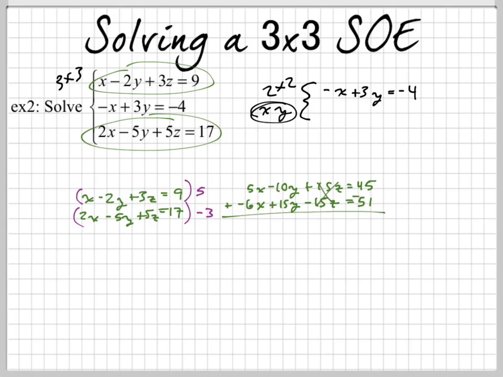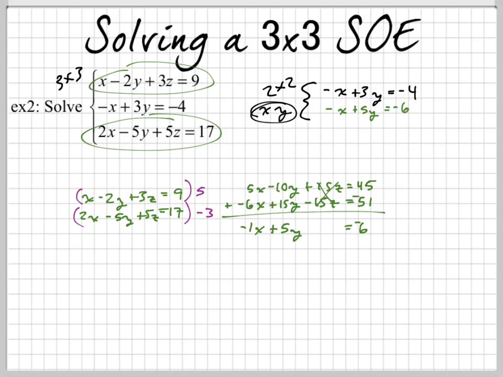Our z's get eliminated because they add to 0. 45 plus -51 is going to be a -6. And then we have, let's see, that's 5 y's, positive. And then there's 1x, but it's a -x, so -1x. So there you have it. There's our 2 by 2 equation: -x plus 5y equals -6.